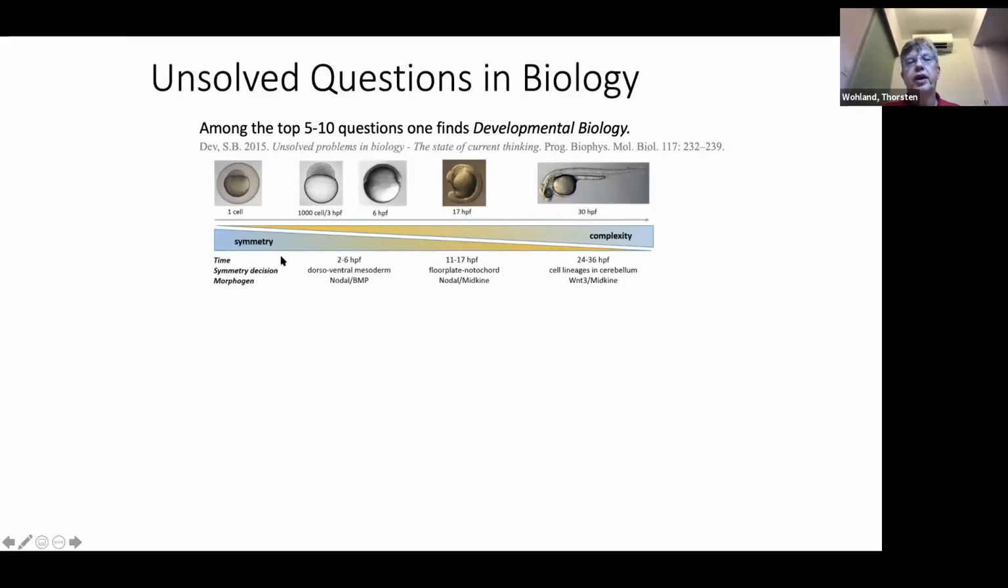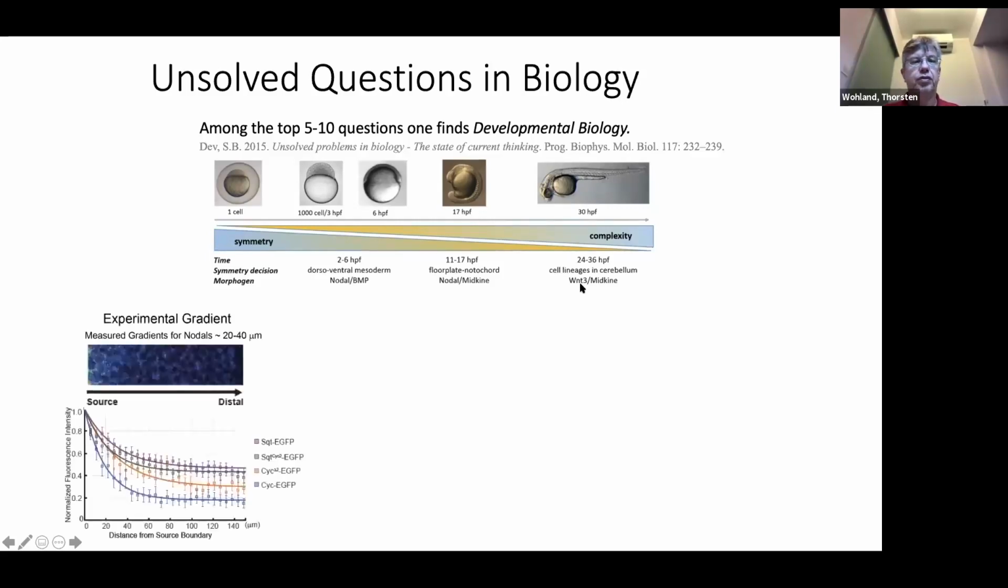Obviously, that's not what happens. We have a couple of molecules that control this, and they break the symmetry. So while you start out with something very symmetric, you end up with something relatively complex. There are a number of different morphogens or signaling molecules that control this, and one of them is Wnt3. We measure on all of them, but in particular Wnt3 for this talk.